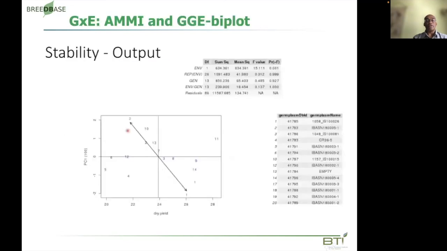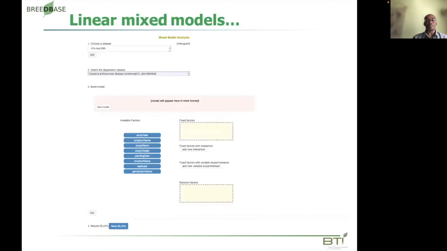If you have data from multiple environments and you want to assess G by E interactions, there is also a tool for that, which implements the AMMI and GGE biplot approach. And you can get the stability of your clones across the environments using this tool.